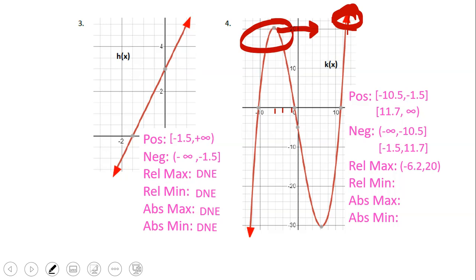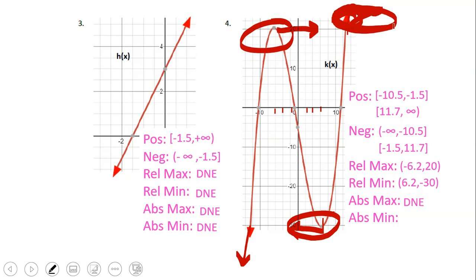Relative min, okay, look at low. Here's a low point right here. Why is it relative? Because on the left-hand side, it keeps going even further down. So I said that was (6.2, negative 30). How did I get 6.2? 2, 4, 6. It's a little bit more than 6, and it's at negative 30. Absolute max, the absolute highest point, does not exist because way up here, the graph keeps going up. Absolute min does not exist because the graph keeps going down.